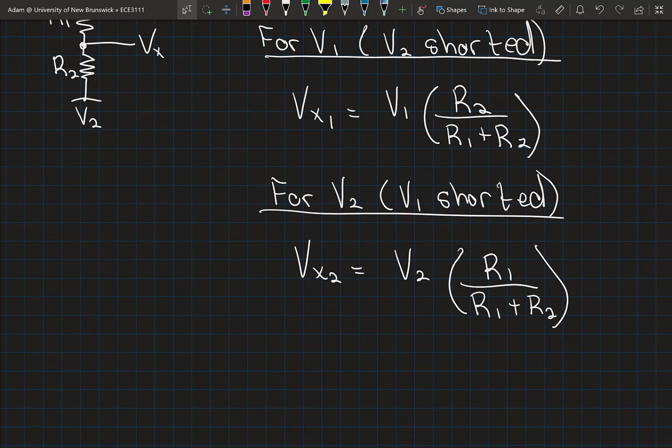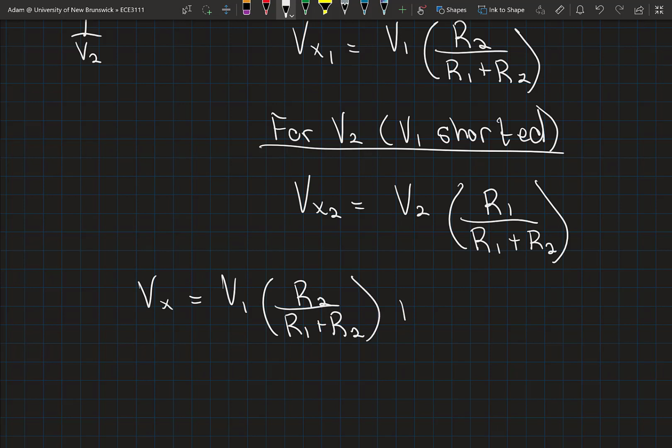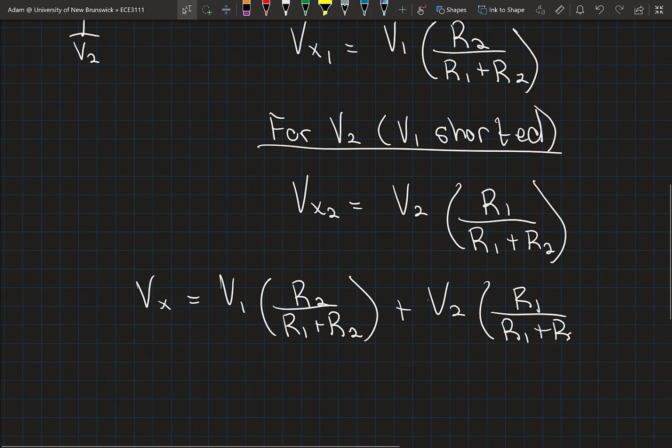Okay, summing these results together, I can get the total voltage at Vx is equal to V1 times R2 over R1 plus R2, plus V2 times R1 over R1 plus R2.